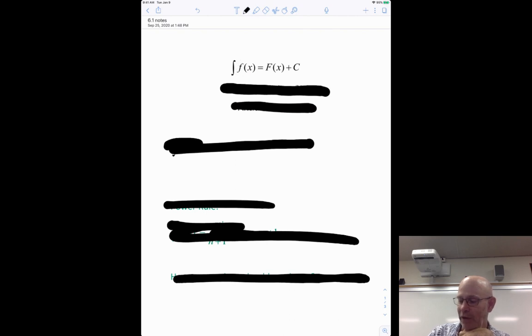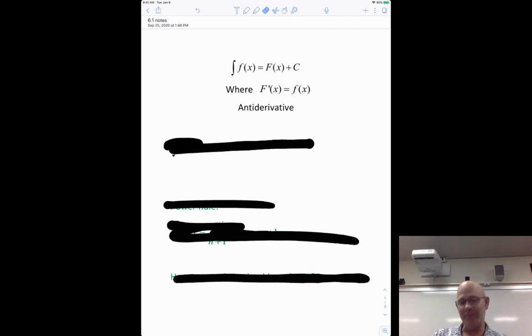So the idea is if you take small f and you take the integral or antiderivative, those terms are synonymous right now, we get what we call big F of x plus c. We've done a couple of those in chapter 5. So the integral of small f equals big F, meaning big F prime equals small f. We're just working backwards, or it's called antiderivative, okay?